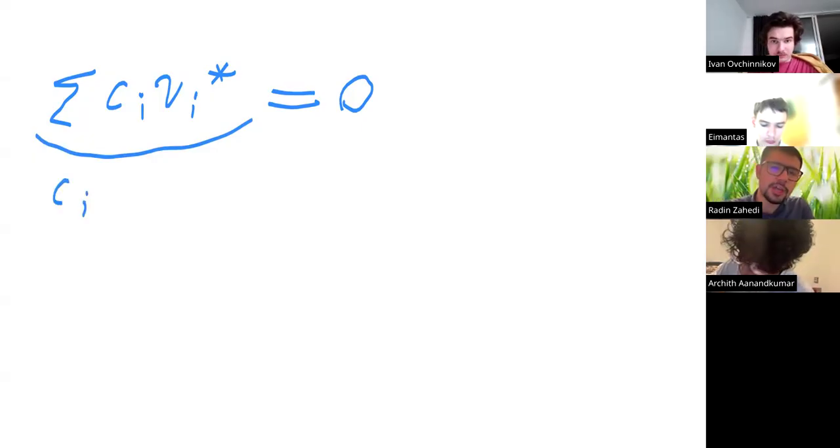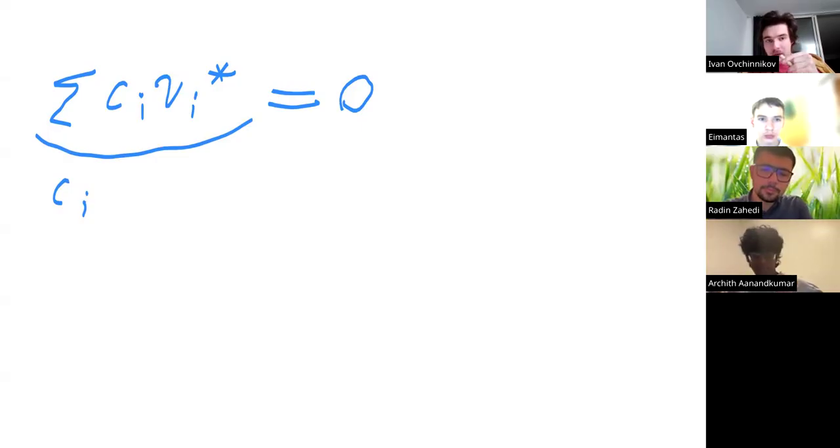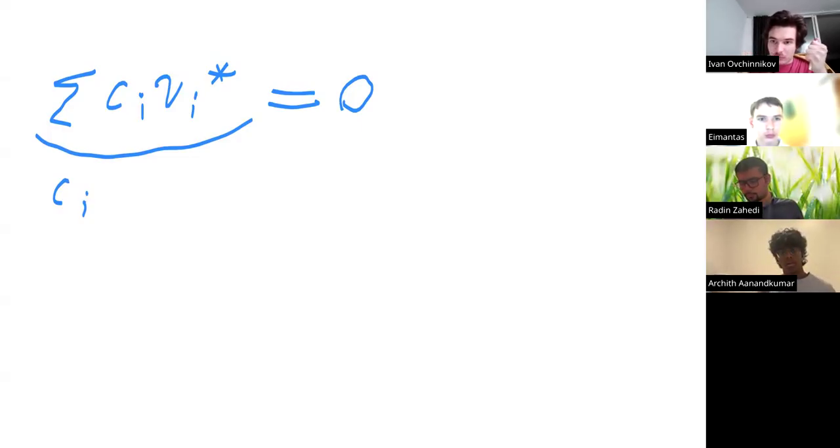So what are some ideas? How can I prove it in this case? A suggestion for the people thinking is to think about the ci vi star. What kind of object is it? And what does it mean for this object to be 0? So what is 0 in this target space?